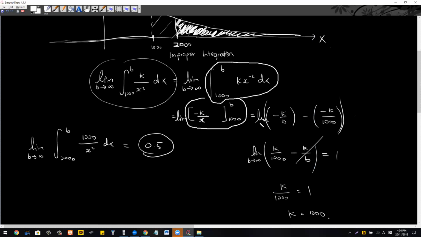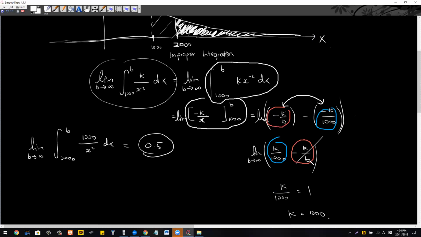And you still have the limit, right? But then I just switch these two around because negative, negative is positive. So that bit there becomes this one here, and that bit there goes over here. And then I apply the limit, which means b goes to infinity.